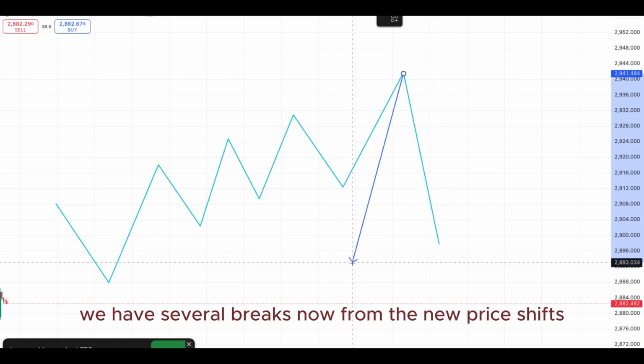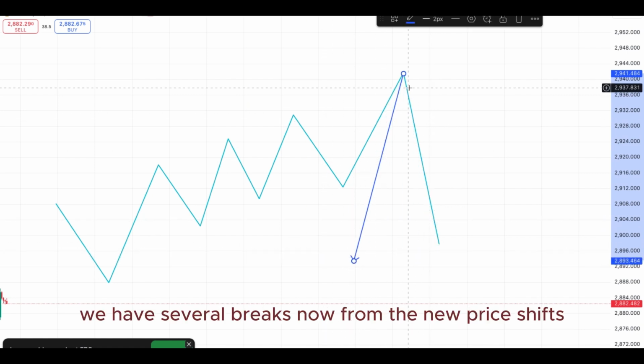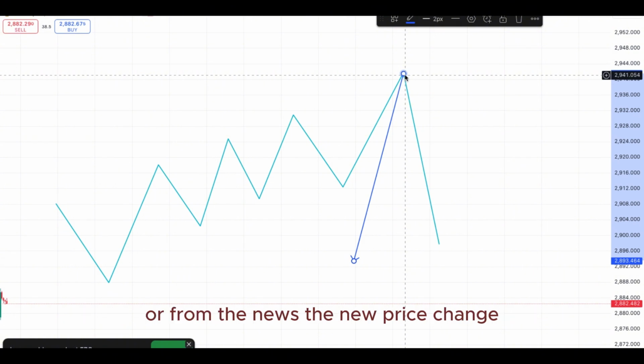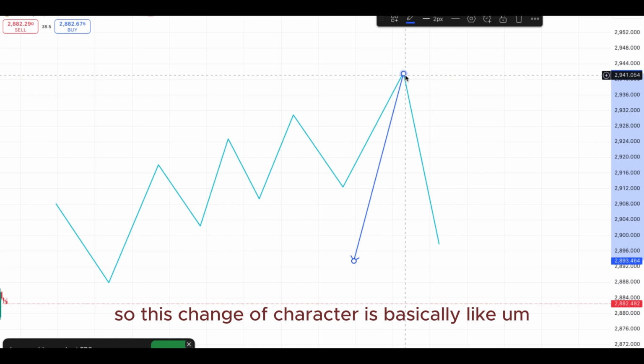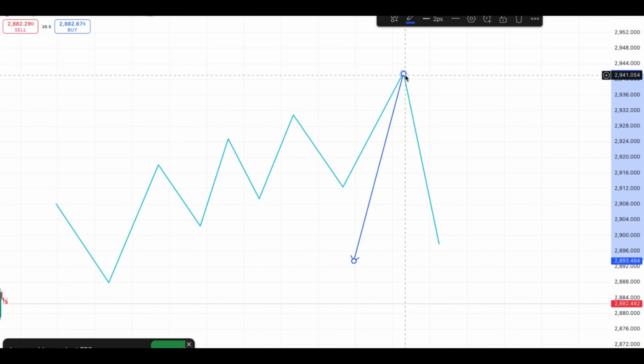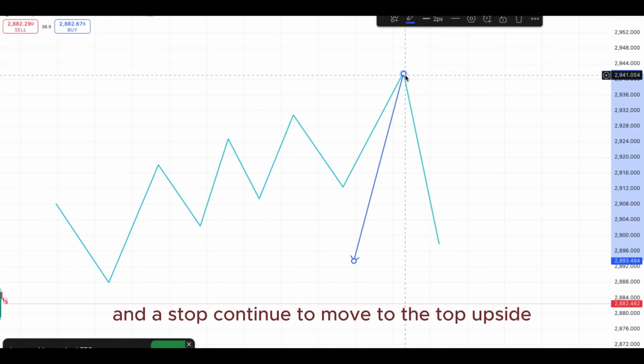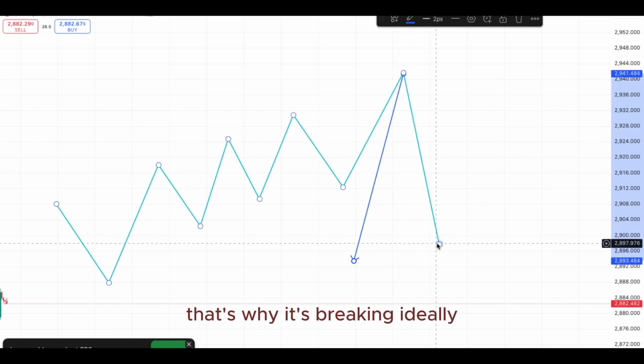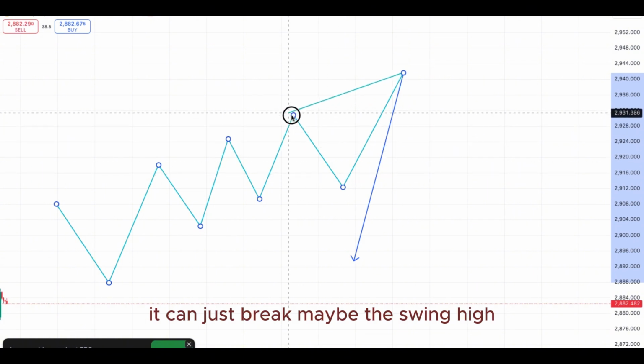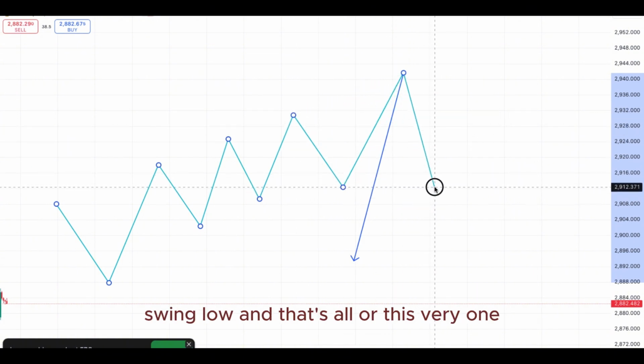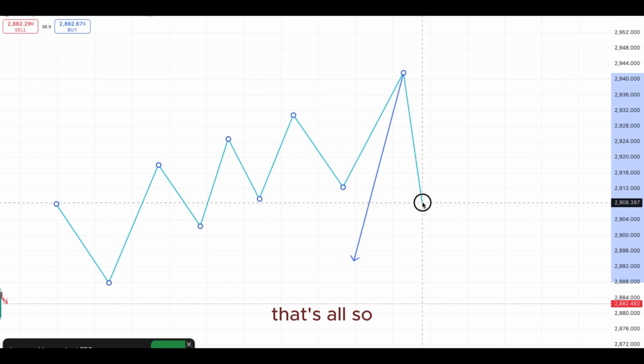So we have several breaks now from the new price shifts, or from the new price change. This change of character is basically a signal for price reversal. Okay, the price has reversed and has stopped continuing to move to the upside. That's why it's breaking. Ideally, it can just break maybe the swing high or swing low, and that's all.